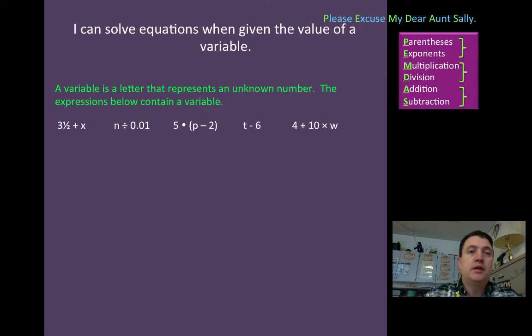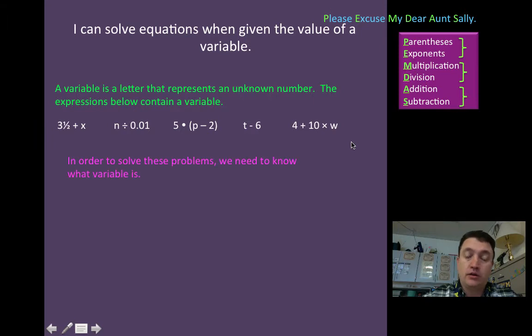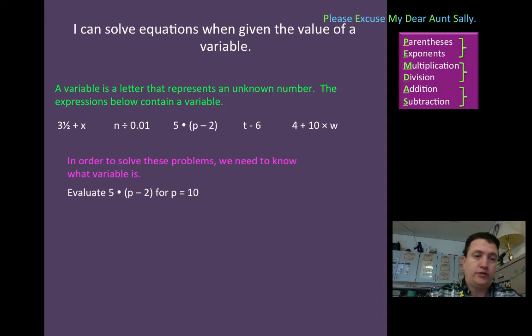So a variable is a letter that represents an unknown number. So if we look down here, we have variables. We don't know what x, n, p, t, or w are worth in any of these expressions. In order to solve them, we do need to know what the value of the variable is. So it says evaluate. That's a fancy term for solve. So when you see that, you just need to solve it.